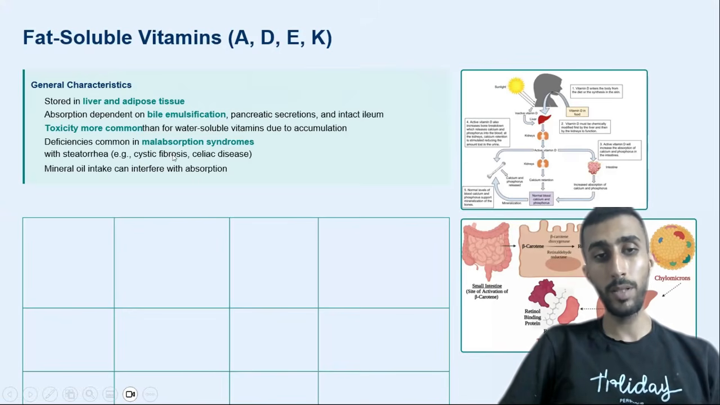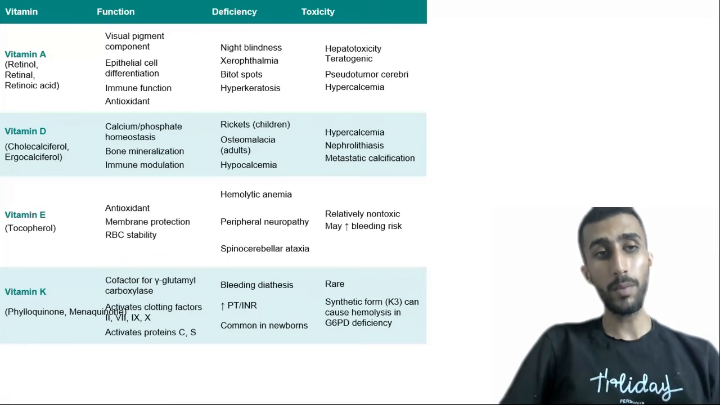First, cystic fibrosis. This is at the level of the pancreatic secretion. There is a clogging of pancreatic secretion, and celiac disease interrupts the intact ileum. So in celiac disease, cystic fibrosis, or bile problems, we will have fat-soluble vitamin deficiencies. The toxicities are more common than with water-soluble vitamins because, being accumulated inside of the fat, they are going to stay much longer in the body. The deficiency is common in malabsorption syndromes, and mineral oil intake can interfere with absorption.